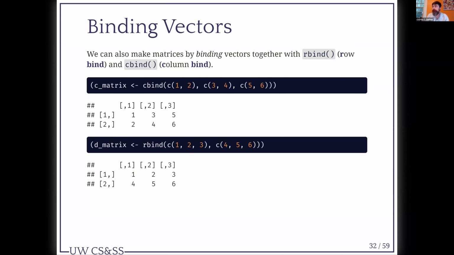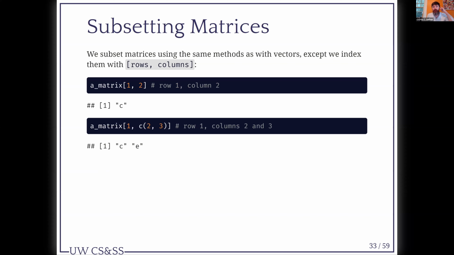Okay. So subsetting matrices. We subset matrices using the same methods we use with vectors. The difference is there are 2 indices. Now there are rows and there are columns, okay? So I can say, take a matrix, give me the first row and second column, which is the letter C.